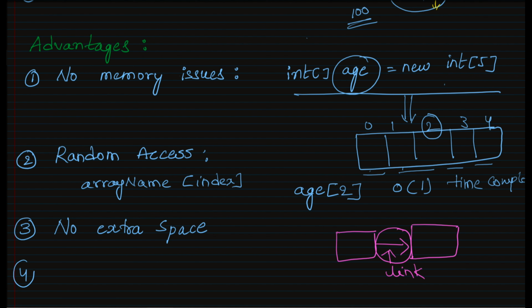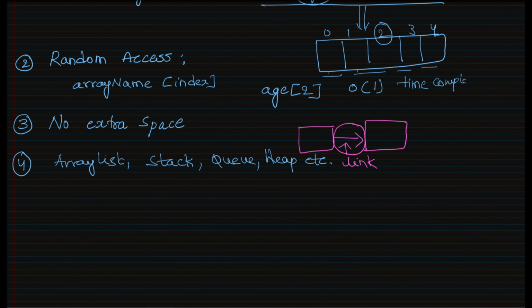Fourth one is that arrays are the basic data structure used to create data structures like array list, stack, queue, heap, etc. So this is all about arrays. In the next lecture, we will learn how arrays are used to create data structures like array list, stack, queue, heap, etc.